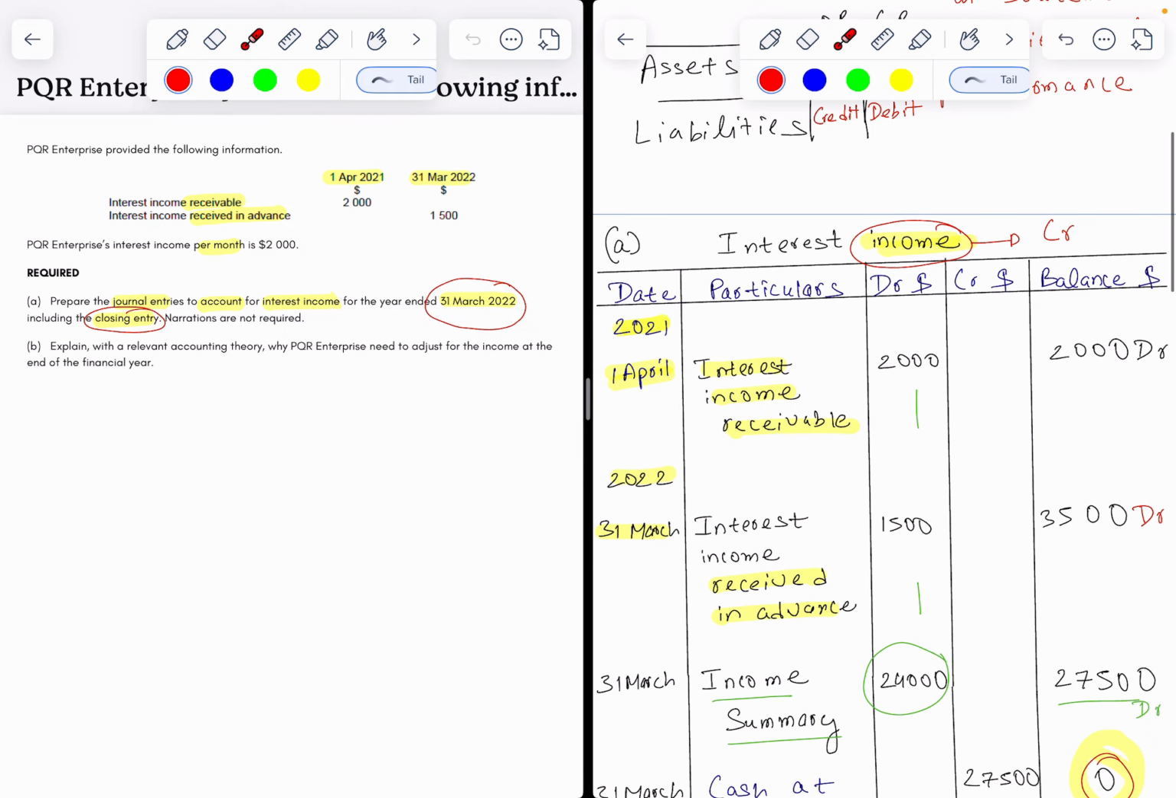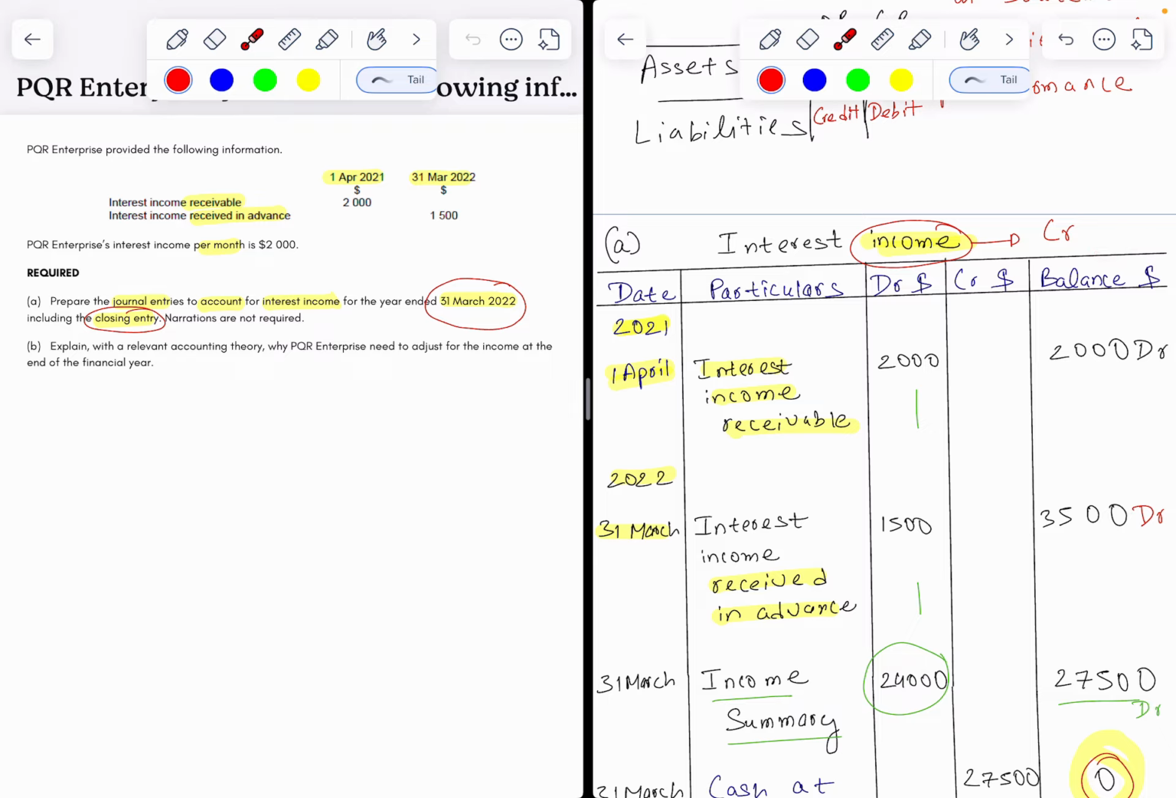So here we have the interest income ledger account, which is prepared using the usual 5-column format with date being in the first column, followed by the cross-reference of accounts in the particulars column. Then we have got separate columns for debits and credits. And lastly, we have got a column to show the final balance.